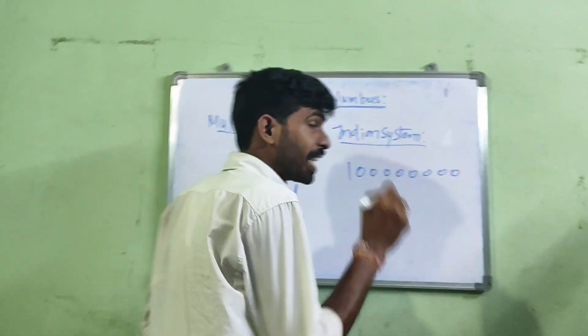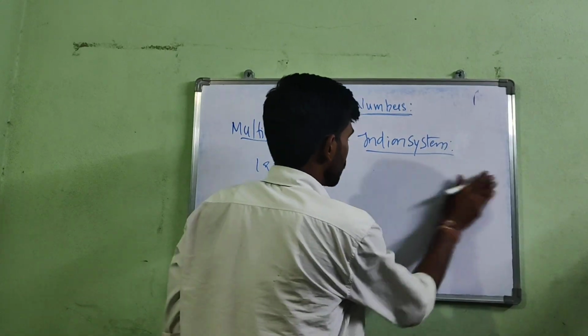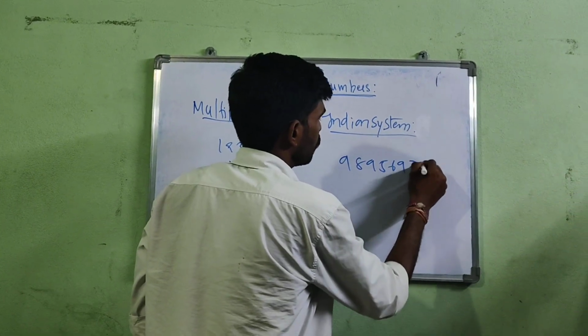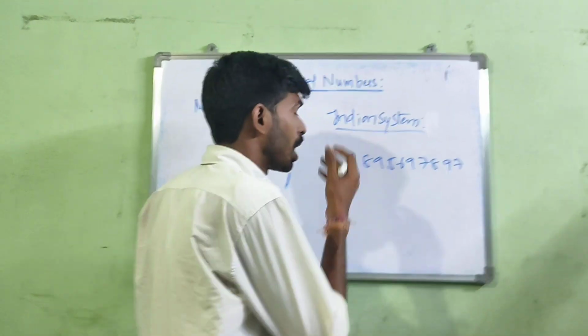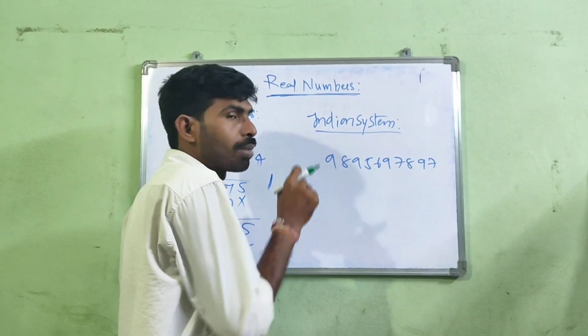We need to take, for example, instead of taking this one, this is the number. Okay, this is a large number. How can we read this one? We cannot read it. If you put commas, only then we can read it.